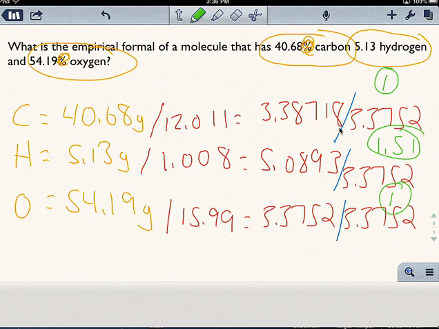Now remember, we have to have whole numbers. If we see right here, the 1.51 is not a whole number. So what we have to do is start multiplying until we get a whole number. We're going to multiply each one of these. So 1 times 2 is 2. 1.51 times 2 will give us a whole number right around 3, and then 1 times 2 is 2. So our formula that we're going to get is C2H3O2.